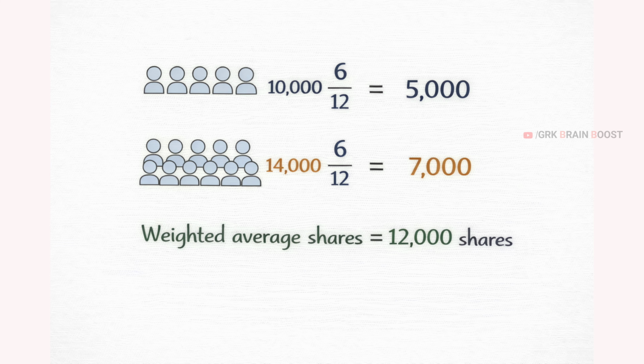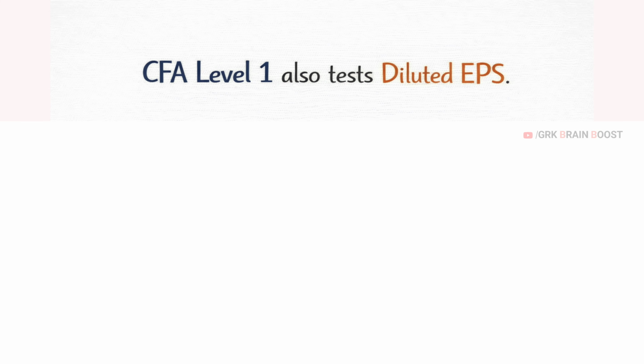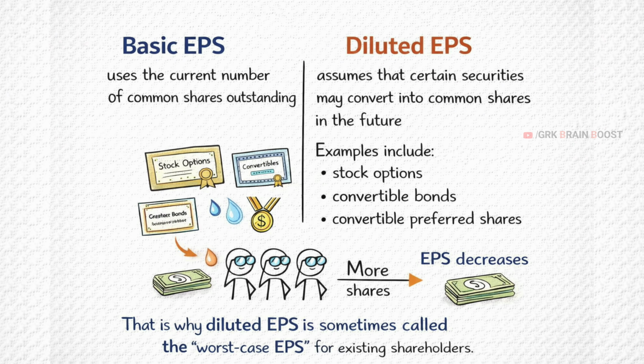Now let's move to another important concept. In CFA Level 1, you will also see questions on diluted EPS. Basic EPS uses the current number of common shares outstanding, but diluted EPS assumes that certain securities may convert into common shares in the future. Examples include stock options, convertible bonds, convertible preferred shares. If these securities convert, the number of shares increases. And when shares increase, EPS usually decreases. That is why diluted EPS is sometimes called the worst case EPS for existing shareholders.